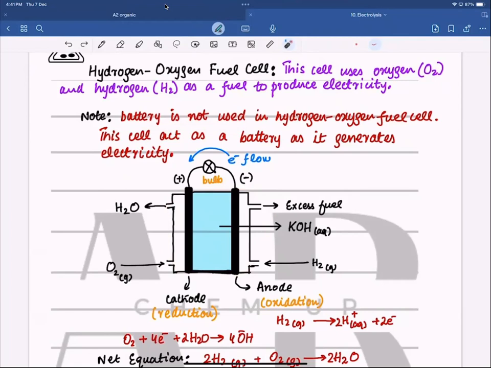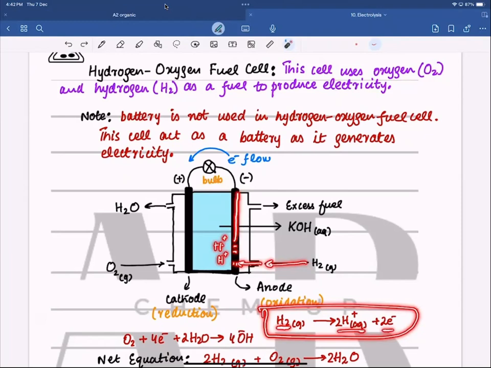Okay, so what happens over here? See, from here the hydrogen gas is being introduced. When this hydrogen gas reaches the electrode, it reacts in this way. The hydrogen gas forms hydrogen ions and releases electrons. The hydrogen ions enter the electrolyte and electrons are left behind on the electrode. These electrons move from here towards there.